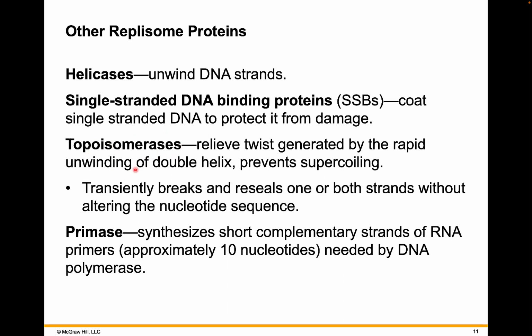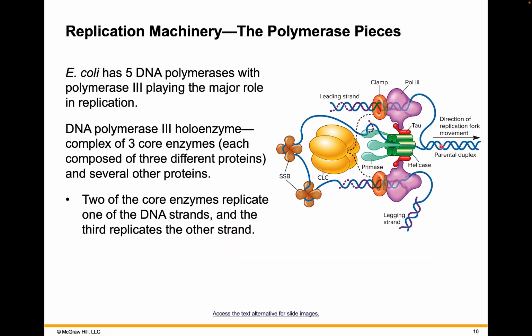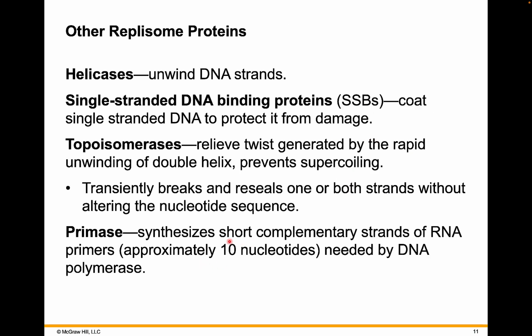And then we are also going to see that at the end of the replication, when the two DNA strands are interlocked in between, one circle within the other, the topoisomerase actually also helps to separate these two newly generated DNA molecules. And the primase, what we are basically seeing right here, synthesizes short complementary strands of RNA primers, approximately 10 nucleotides, needed by the DNA polymerase.